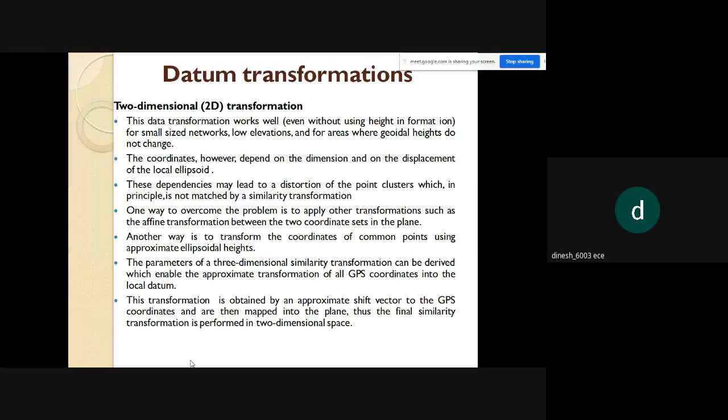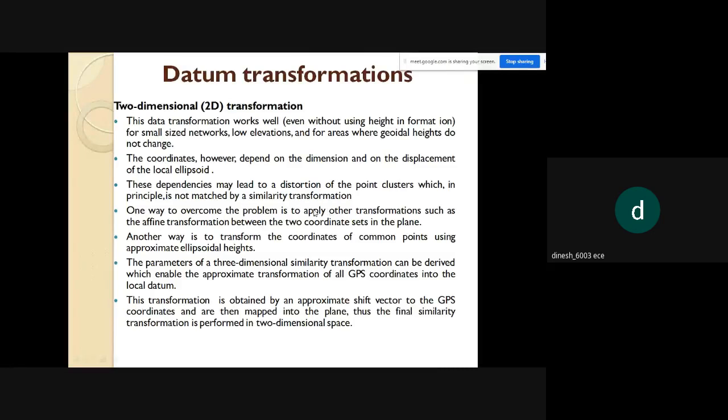Then this datum transformation works well even without height information. I should have combined this information, which is height information. Without height information, we can also do 2D, which works for small size networks, lower elevations, and for larger geodetic heights. The coordinates depend upon the dimension and not the displacement. So this dependency may lead to a distortion of the point clusters in which the similarity transformation is not matched.